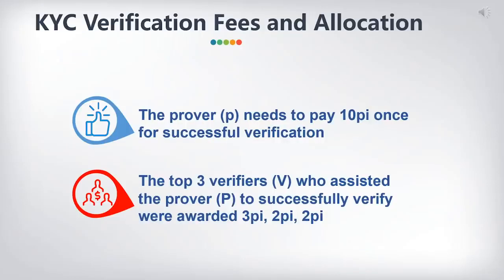KYC verification fees and allocation. The prover needs to pay 10 Pi once for successful verification. The top 3 verifiers who assisted the prover to successfully verify were awarded 3 Pi, 2 Pi, and 2 Pi. The cost allocation needs to be approved by the core team, and it is currently pending.